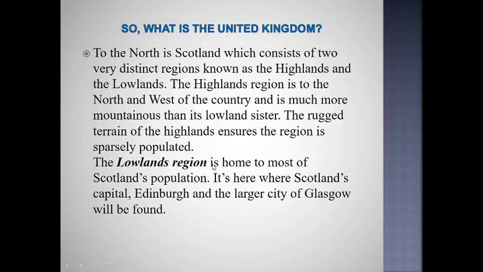The Highlands region is to the north and west of the country and is much more mountainous than its lowland sister. The rugged terrain of the Highlands ensures the region is sparsely populated. The lowlands region is home to most of Scotland's population. It's here where Scotland's capital, Edinburgh, and the largest city of Glasgow will be found.